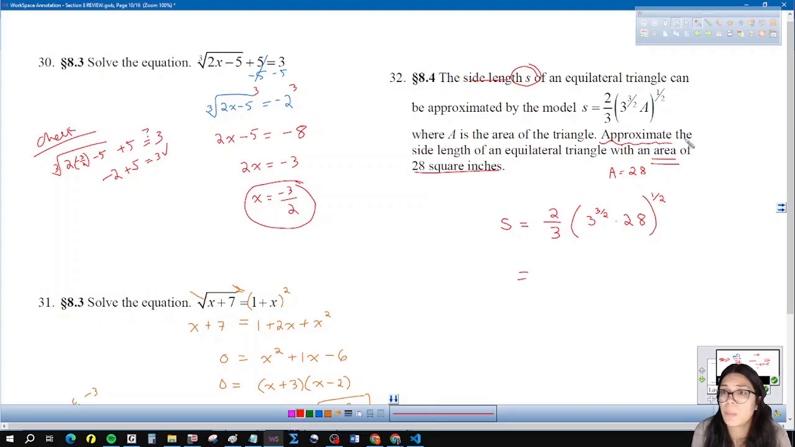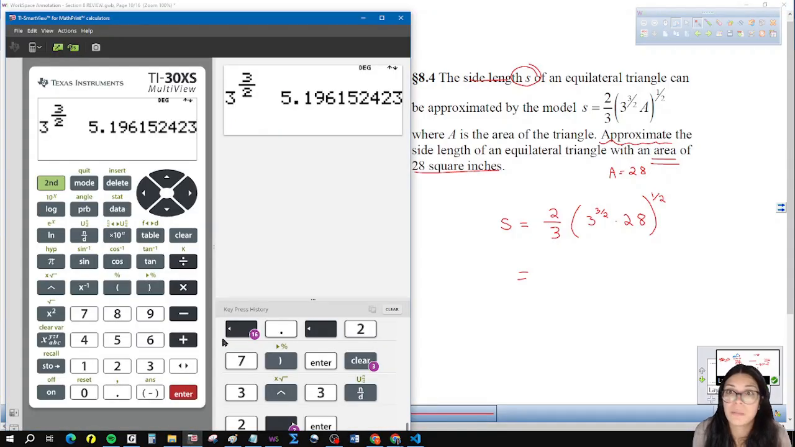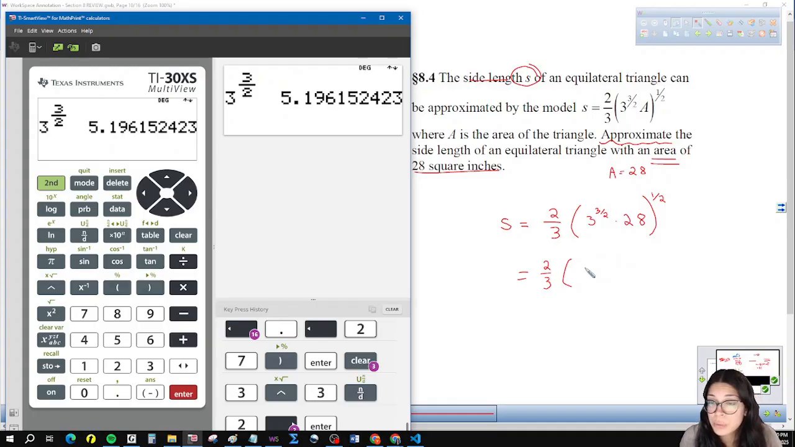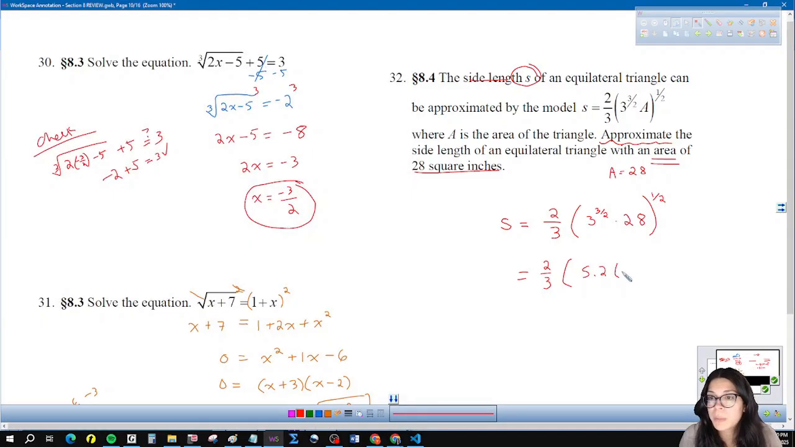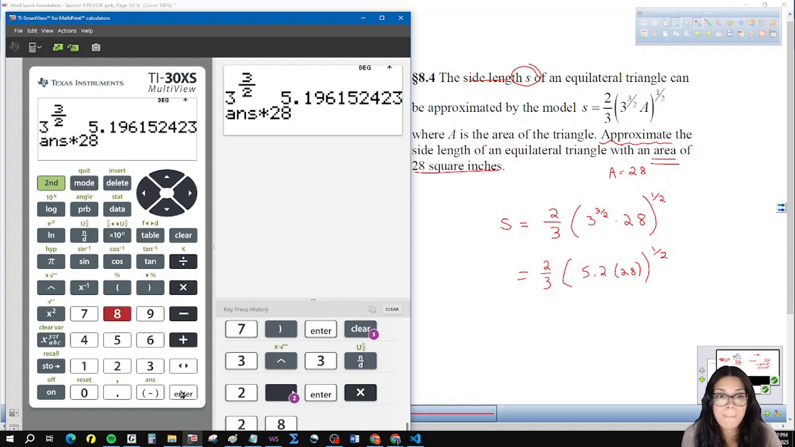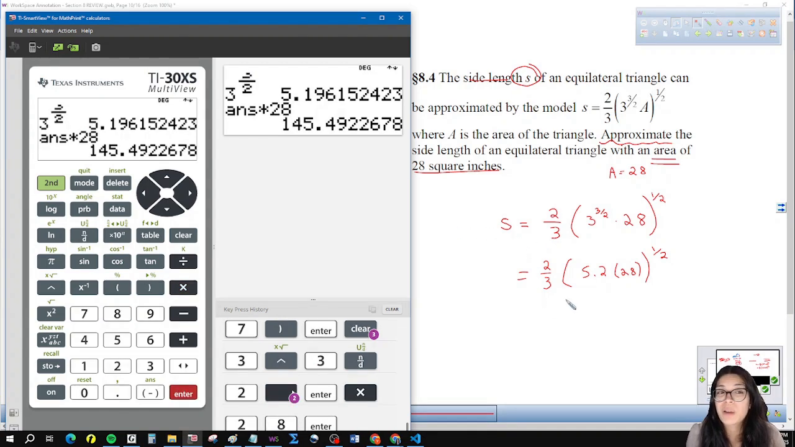Now, this is asking me to approximate here, so I'm going to use decimal approximations. Normally, we would want to keep it as exact form with the radical or the fraction exponent, but in this case, since it says approximate, then I can go ahead and use estimated values. So the 3 to the power of 3 over 2 is approximately 5.2. So it's going to be 5.2 multiplied by that 28, and then that's going to be raised to the power 1/2. So next up, I can do the 5.2 times the 28, and that's about 145.5.